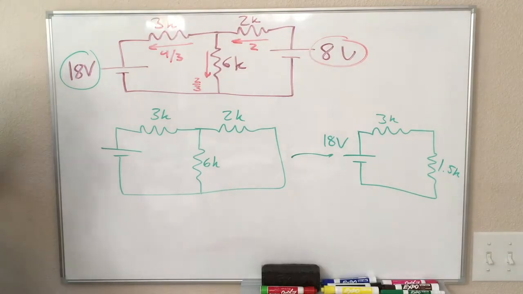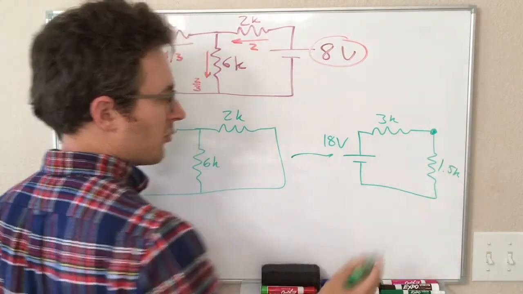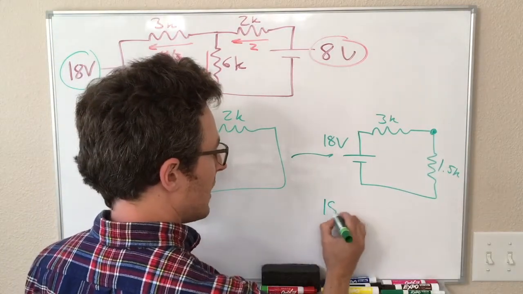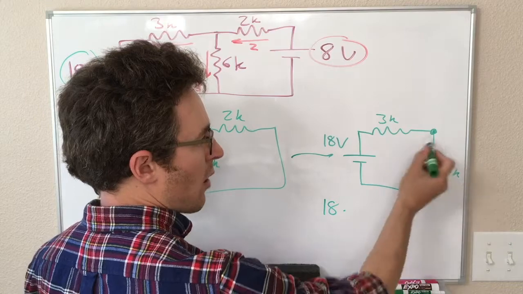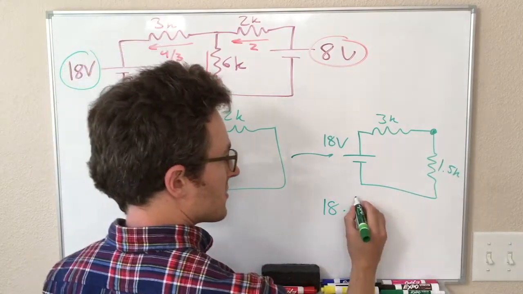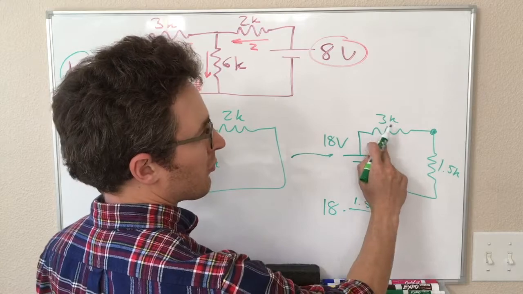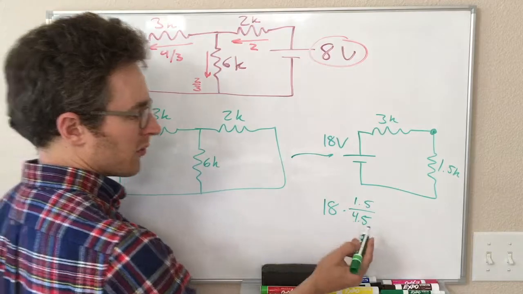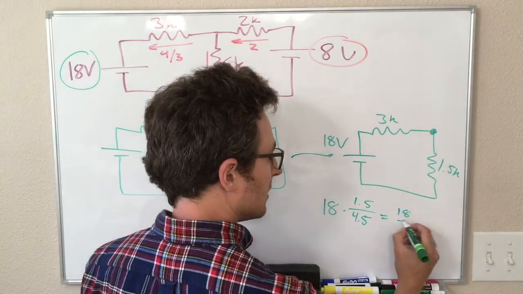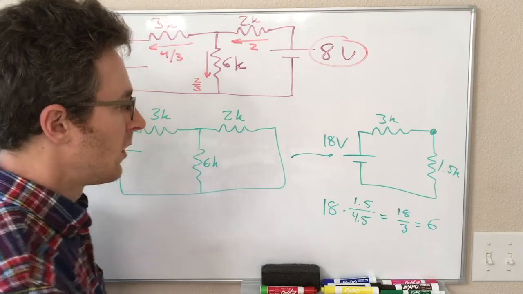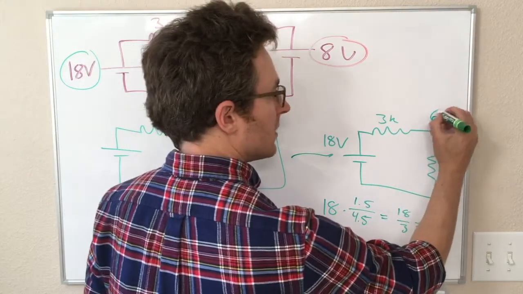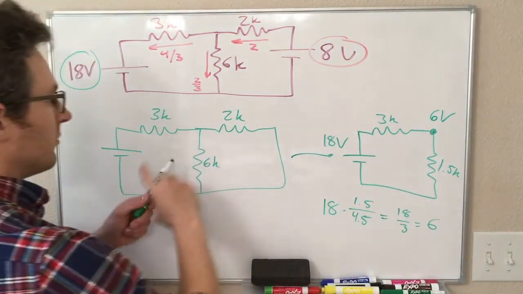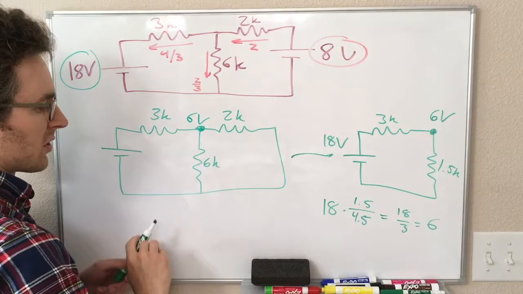Okay, so like before, we would like to know what the voltage is at that point between them. Using the voltage divider equation, this voltage is going to be 18 volts times whatever fraction this is of the total resistance. So that's 1.5 over 3 plus 1.5 is 4.5. So 1.5 over 4.5 is 1/3. So this is 18 over 3, which equals 6. So this point is at a voltage of 6 volts. And this point is equivalent to this point on our picture.